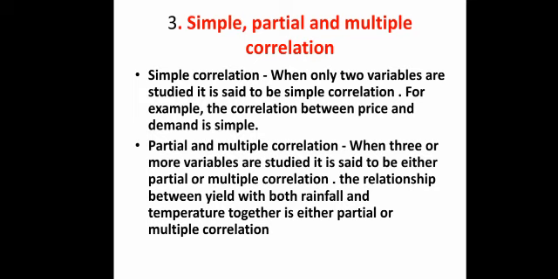Whether the correlation is simple, partial or multiple depends on the number of variables studied. The correlation is said to be simple when only two variables are studied. For example, the correlation between price and demand is simple. The correlation is either multiple or partial when three or more variables are studied. Next, Karl Pearson coefficient of correlation.